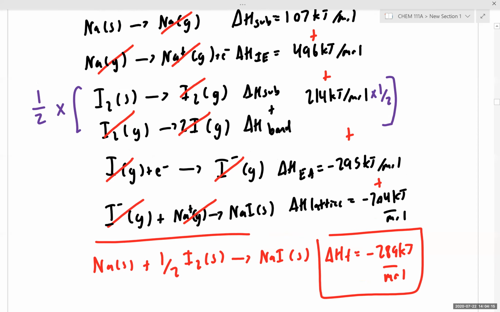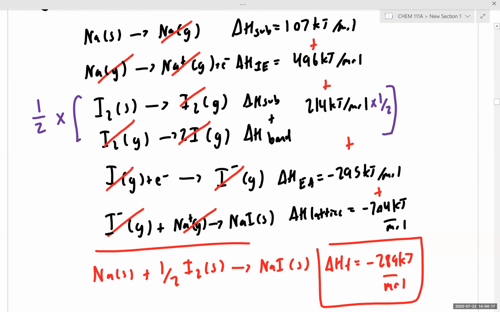So any questions on this example? So I wrote out the equations for each step, determined how many atoms of each element I needed in my final ionic compound, modified my equations accordingly, then I added my equations together, added my enthalpies together, and that gave me my final enthalpy of formation. Does this make sense to everyone?